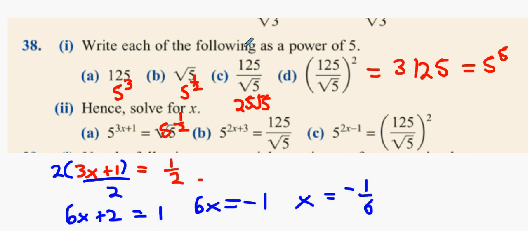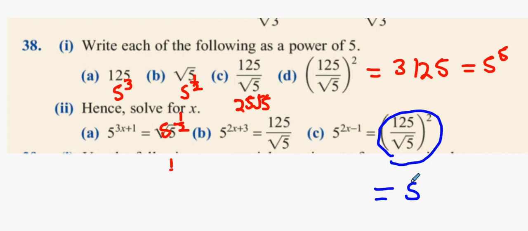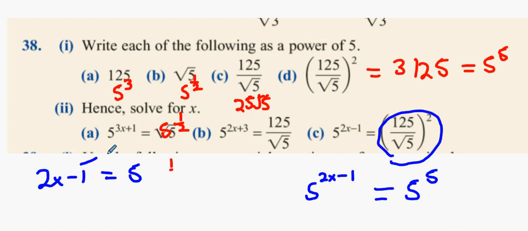Alright, let's try the big one. Let's try C out. See part C, guys? What can I change all of this into? 5 to the power of 5, can't I? And then this is 2x minus 1. Now what? Equals 5. Then what? 6. X equals 3. Good job.